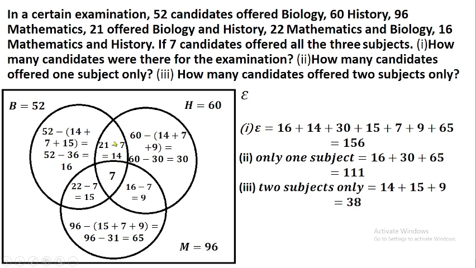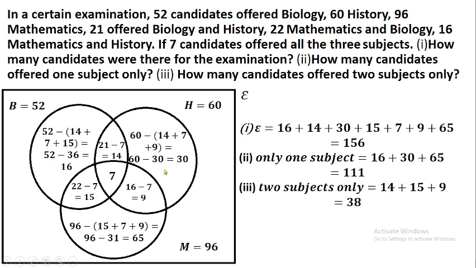But 14 offer biology and history, 7 offer the 3 subjects, 15 offer biology and mathematics. So look at the circle. Then remove from this 52, remove 14, then remove 7, remove 15. Whatever you have left will be biology only. So we have 52 minus open bracket 14 plus 7 plus 15 close bracket, equals 52 minus 36, because if you add 14 plus 7 plus 15 together, it gives us 36. Remove it, that will give us 16. So that means 16 offer biology only.